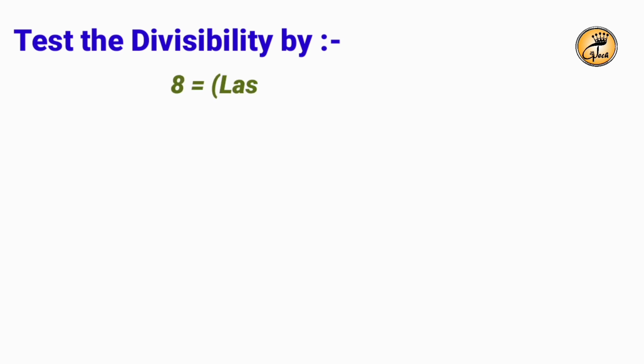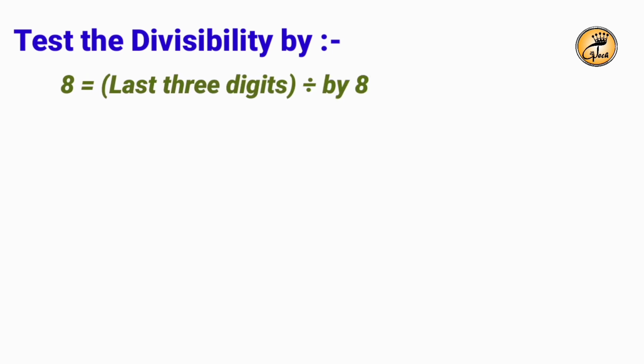A given number is divisible by 8 only when the number formed by its last three digits is divisible by 8. For example, 49,104. 104 is divisible by 8. So 49,104 is divisible by 8.